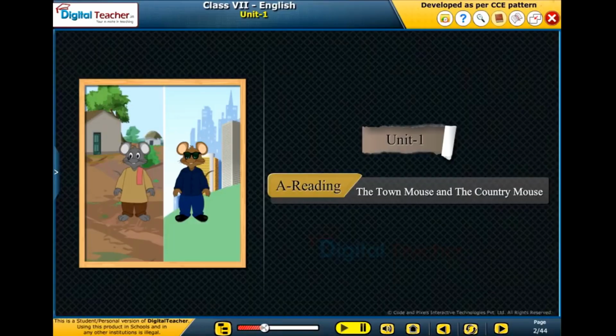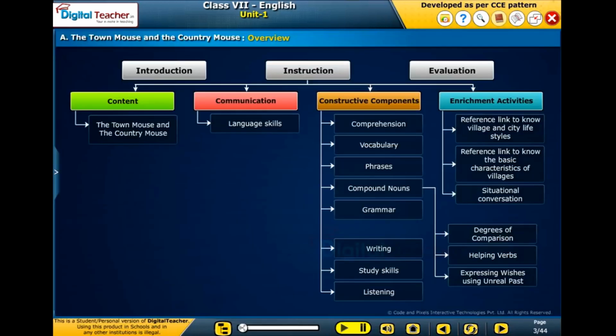Welcome to the reading section, The Town Mouse and the Country Mouse. Overview. Let us have a look at the overview.